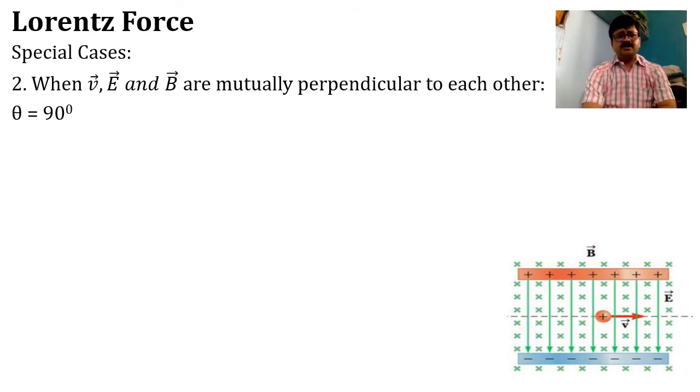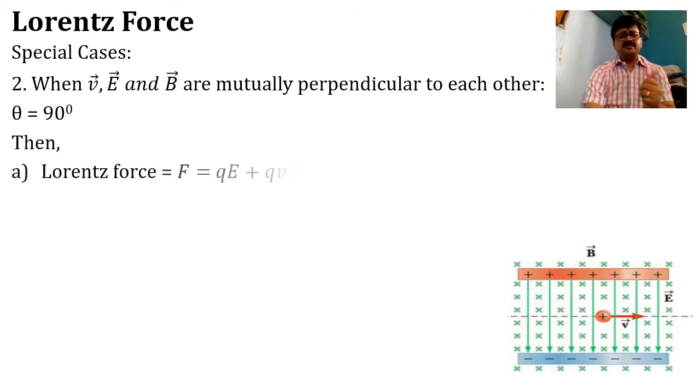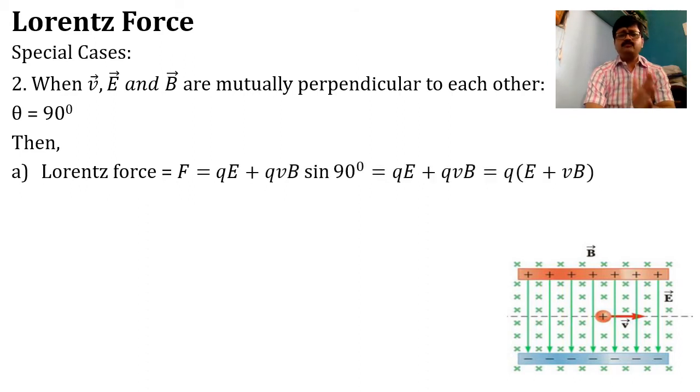Okay, then if we substitute this particular value in the Lorentz force equation, what happens? Let us see that. Then we tend to see that Lorentz force F will be equal to QE plus QVB sine 90 degree. So that is nothing but QE plus QVB, that is Q into bracket E plus V into B. Now this is the Lorentz force that we have. So what should be our conclusion here?